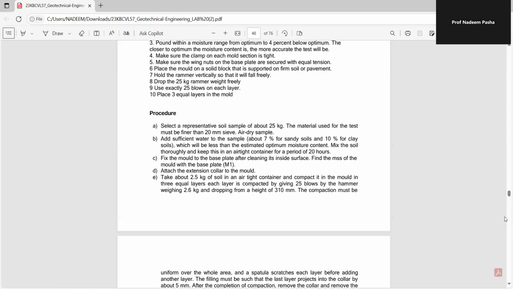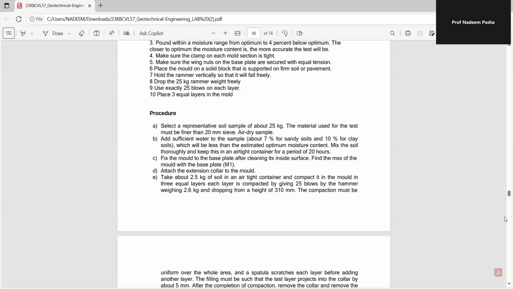Select a representative soil sample of about 25 kg. The material used for the test must be finer than 20 mm, air dried. Add sufficient water to the sample, about 7% for sandy soil and 10% for clay soil, which will be less than the estimated optimum content. Mix the soil thoroughly and keep it in an airtight container for a period of 20 hours.